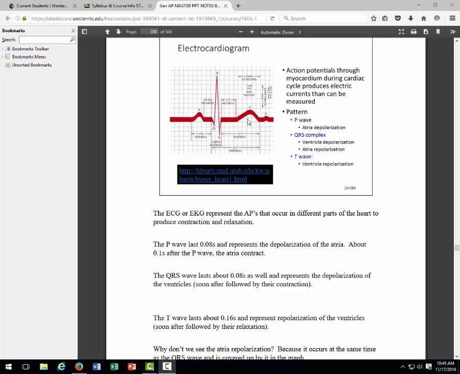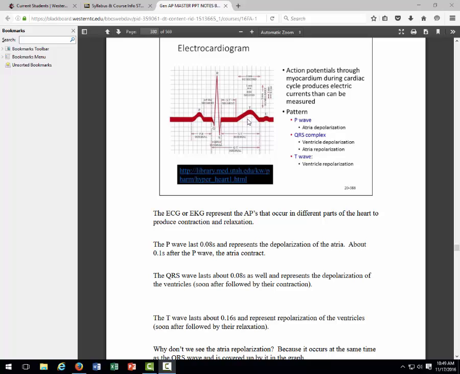So be able to just know what's going on in this EKG. We've got the P wave, the atria depolarizing, the QRS, the ventricles depolarizing, getting ready to contract, and the T wave is the ventricles repolarizing.